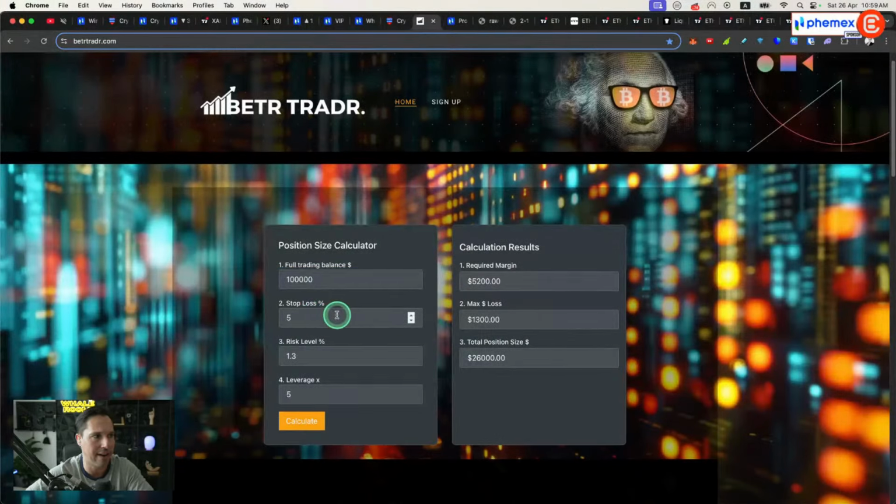Our stop loss is 5% away. I'm going to risk 1.3% of the $100,000 trading account, and I'm going on 5x leverage. That means that my required margin is $5,200.